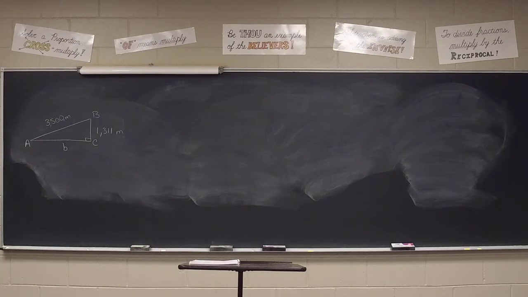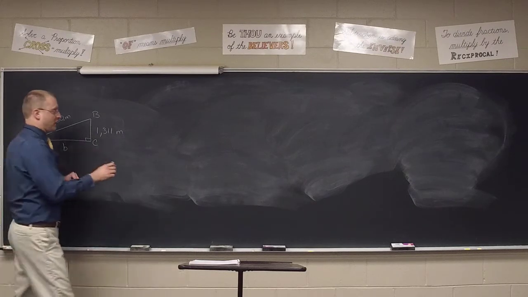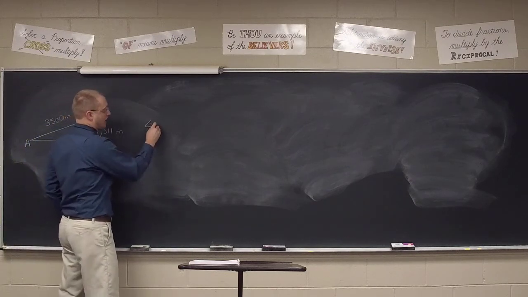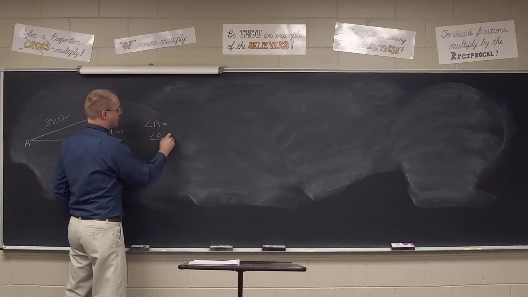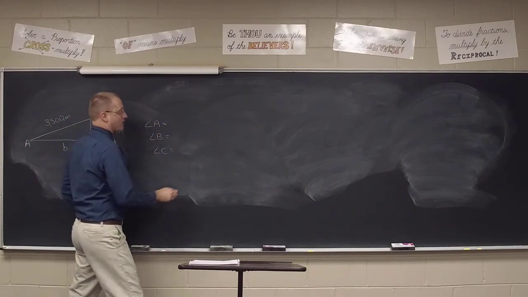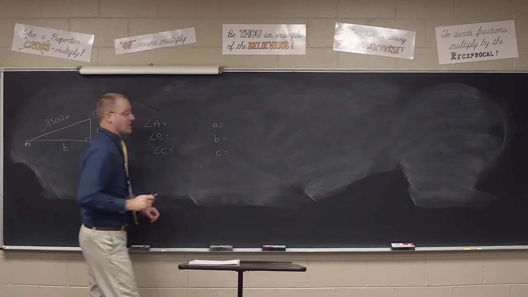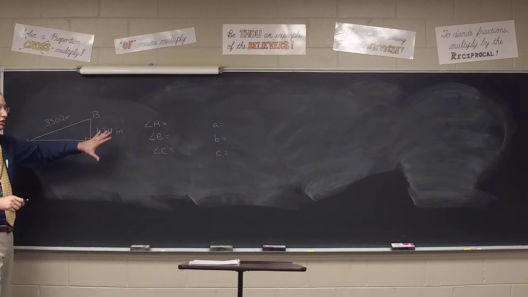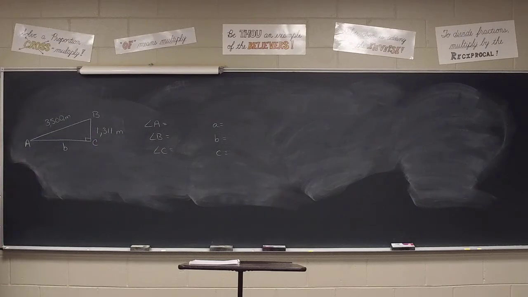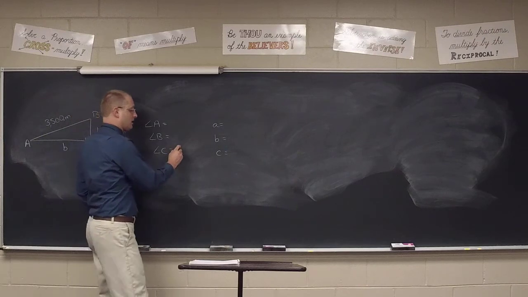So step 2, class, is to set up a chart or table listing everything out. Let's start by listing our angles: angle A, angle B, angle C. And then next to them, list the sides, A, B, and C. If you're neat and organized, it's going to make it easy to check your answers. Obviously, we already know angle C is 90 degrees.